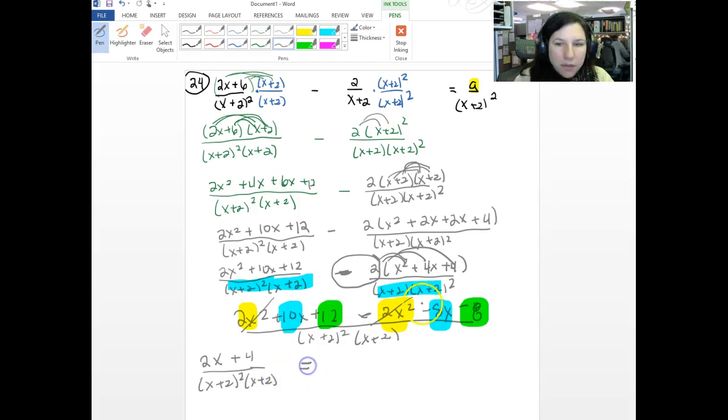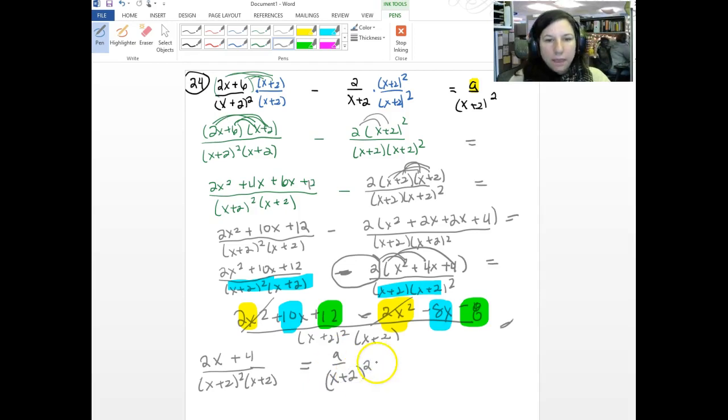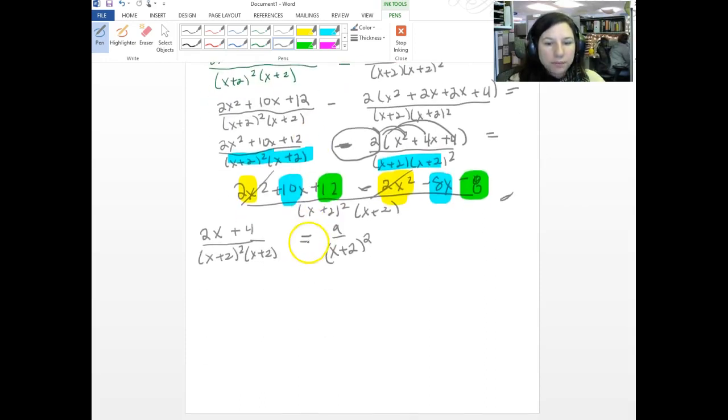All right, and then remember this was equivalent to, so equal to all the way down, this a over x plus 2 squared. All right, so let's take a pause here. That's the first part of this, to get that common denominator and simplify that fraction. Now we're going to keep going to this part of the problem.